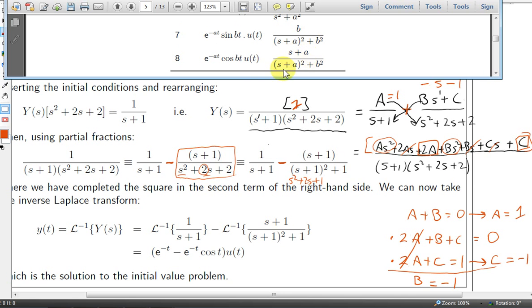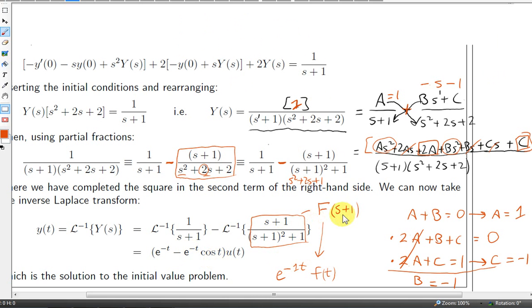But let's look up the listed function here. It's this one here actually, s plus a over s plus a squared plus b squared, where a is equal to 1. And you can see also that b is equal to 1. B squared is 1, so b is 1. So we're plugging 1 in for a here, so we get e to the minus t, that's this here. Then we have cos of b times t, so we have cos of 1 times t.